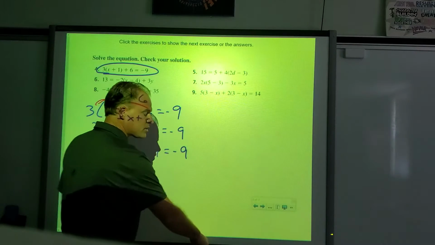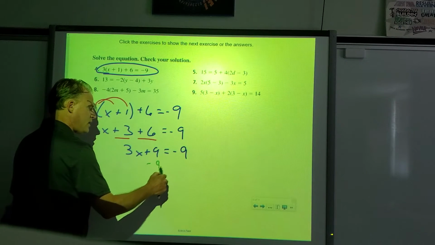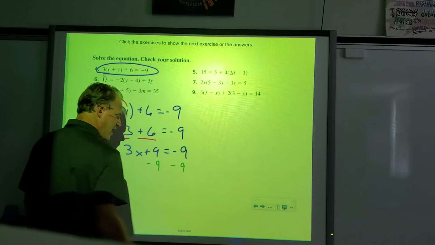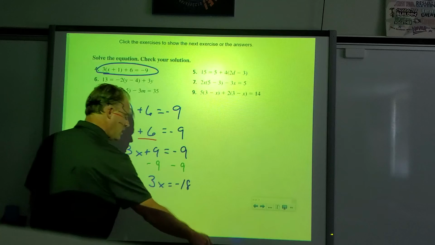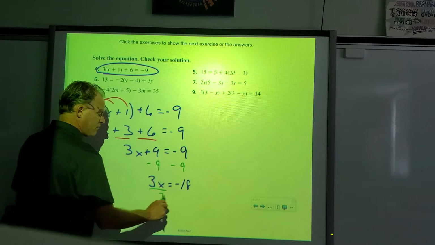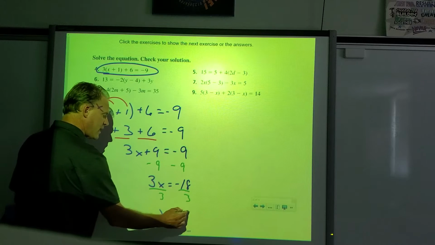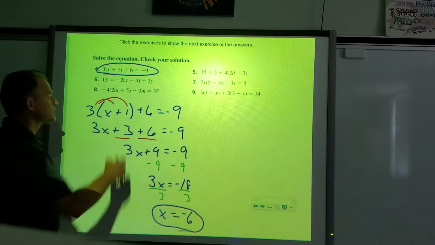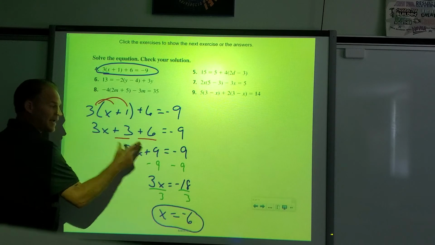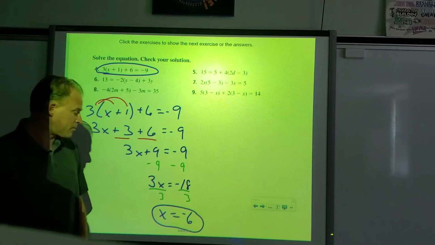So don't get ahead of yourself. Now we've got some inverse operations. Now I need to subtract 9 on both sides. So 3x = -18. Now I'm going to divide by 3. x = -6. Simplify one side completely before you start doing any inverse operations.